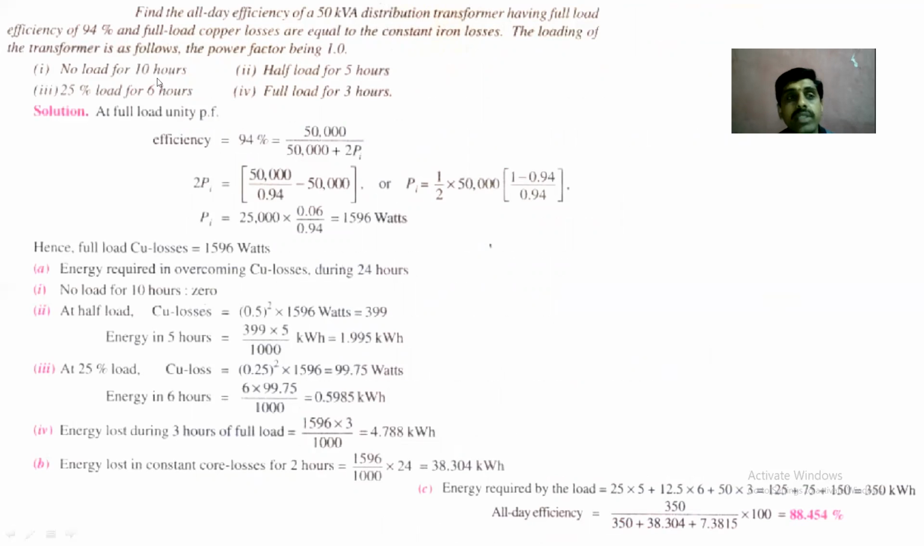Here also no load for 10 hours, off load for 5 hours, 25% of the load for 6 hours, full load for 3 hours. So like the previous problem, you can calculate with the given data because the efficiency given and full load copper loss are equal to the constant iron loss. Same, just like the previous problem, we can proceed with this entire solution. Same way you can get this answer.